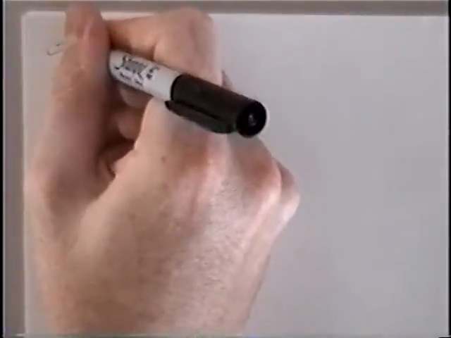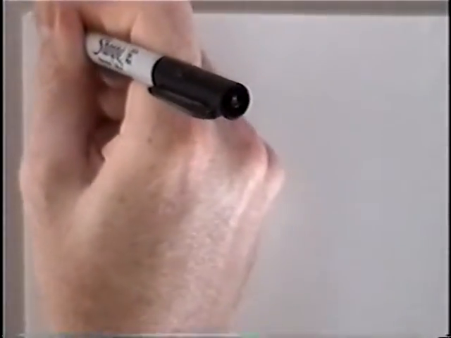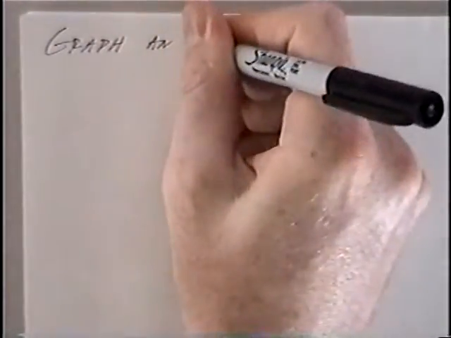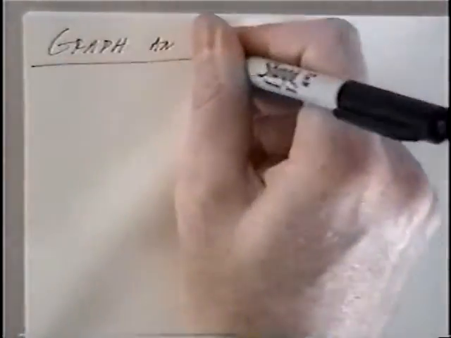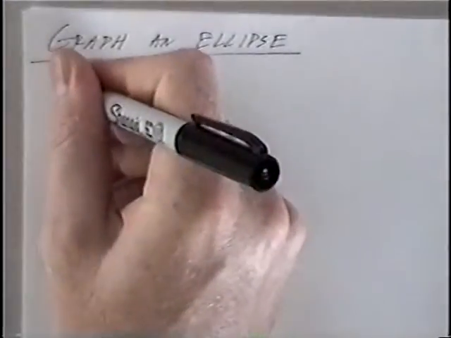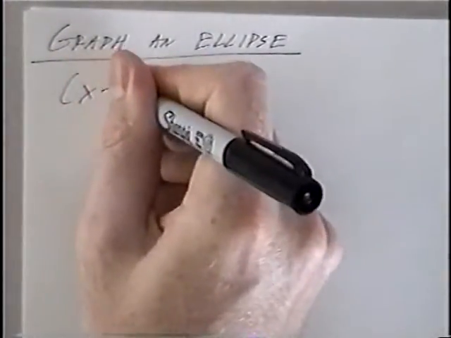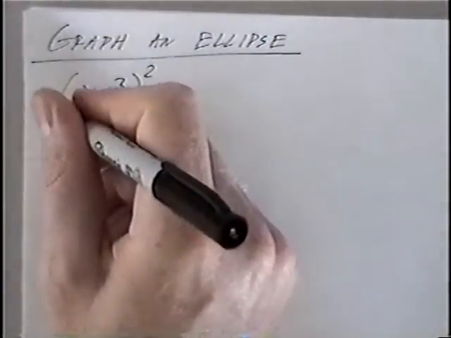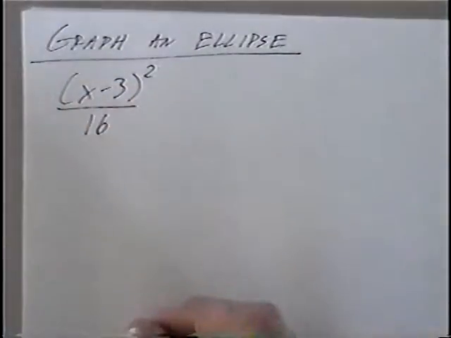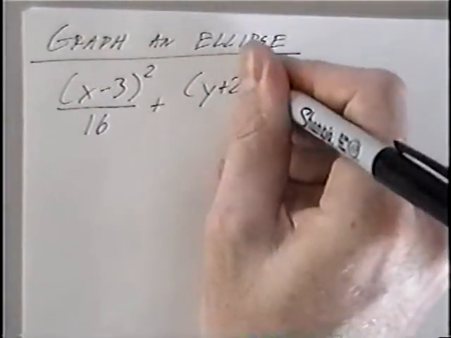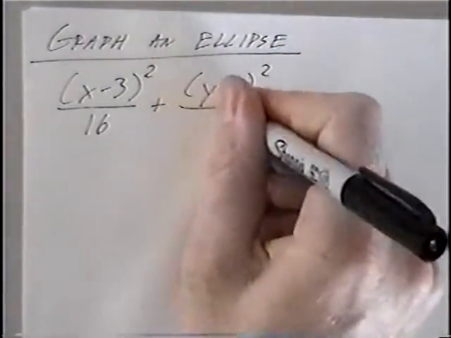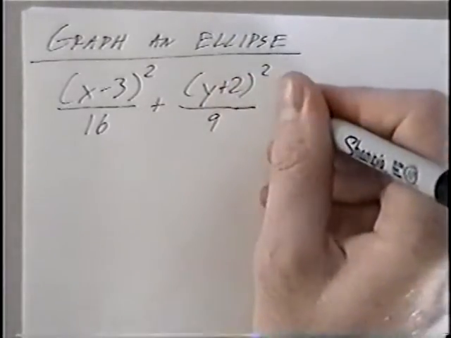Title of the first section is Graph an Ellipse. First equation: (x minus 3) squared divided by 16 plus (y plus 2) squared divided by 9 equals 1.